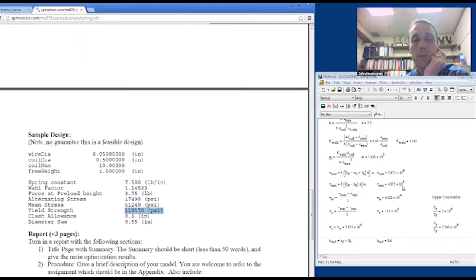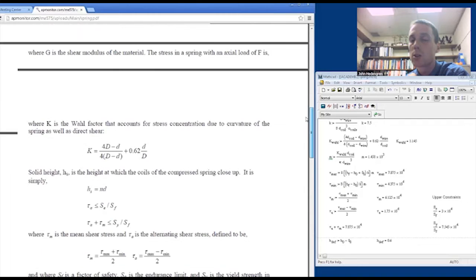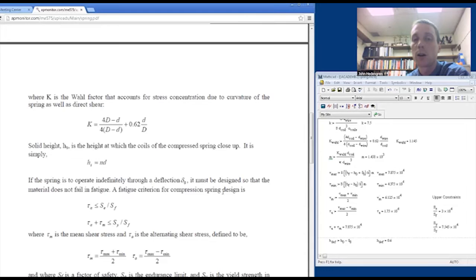On the maximum. Now these taus are the stress in the spring. Okay, the stress in the spring. So we have a couple constraints here. When you apply the fatigue criteria for the compression spring, you have TA or tau A, and that's the average. Okay, and then this right here is the average plus the mean shear stress. Okay. And that has to be less than Sy over Sf. Now, Sf is the safety factor. That's where that one comes in, is the Sf.